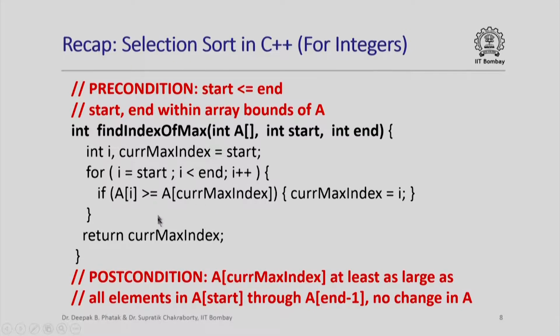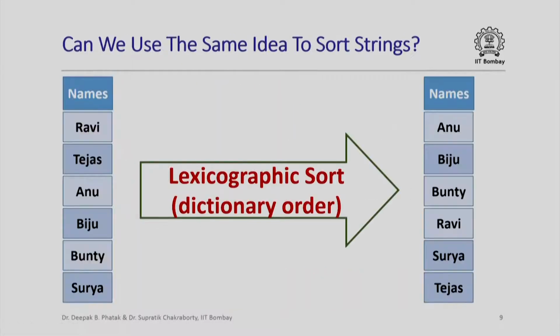Because we wanted to sort the array in a decreasing order, if the current element is indeed greater than or equal to the current maximum element seen so far, we updated current max index with the current index in this loop, and finally we returned current max index. Well, the question is, can we use the same ideas to sort strings?